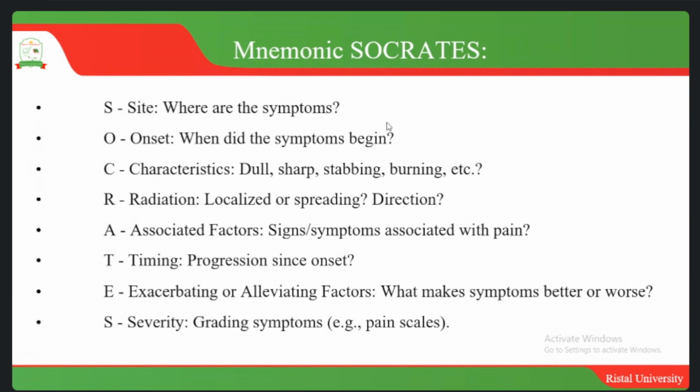Then associated factors: you have to know the signs and symptoms associated with the pain. The patient may tell you, if I move my limb, that's when I feel the pain. If I try to bend, that's when I feel the pain. So when the patient tells you such, it means those are the symptoms that are associated with the pain, and you'll be able to help the patient in relation to the symptoms and signs the patient is telling you. Then the timing, progression since the onset, how long it has taken, and is the pain increasing, and so forth. So all that you need to find out from your patient.